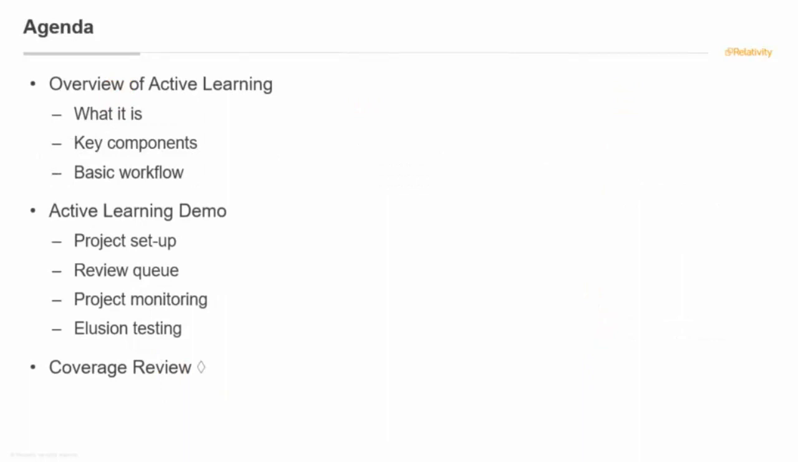The contents of today's webinar are in a few different sections. We're going to start with an overview of active learning, the product, the application. That's going to be some slide work for the most part. We'll then proceed into a live demo of the product. I'll show you how to set up a project, how to start and stop the review queue, what it looks like from the reviewer's point of view, how to monitor your project, and then we'll talk about how to conduct an elusion test when you're done. And then lastly, we will talk a bit about coverage review, which is a new queue that's available. It is a little bit different than the prioritized queue, so we'll talk about that some as well.